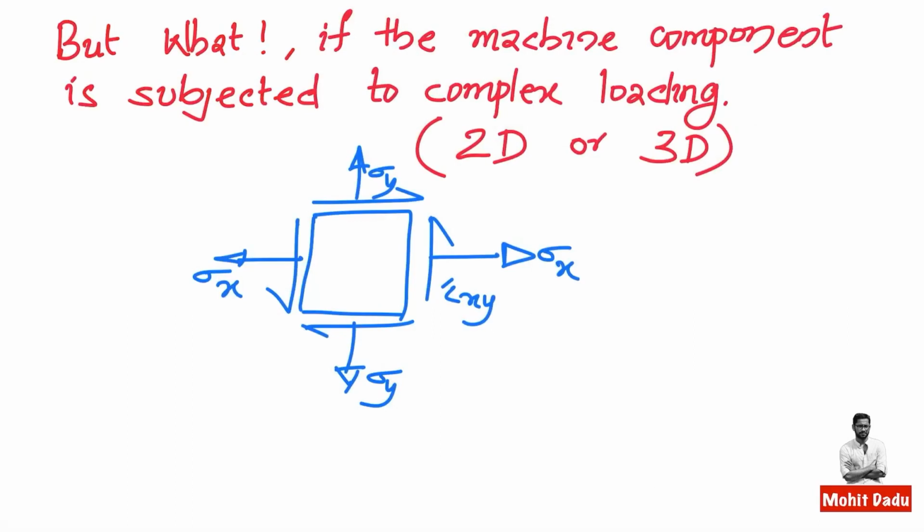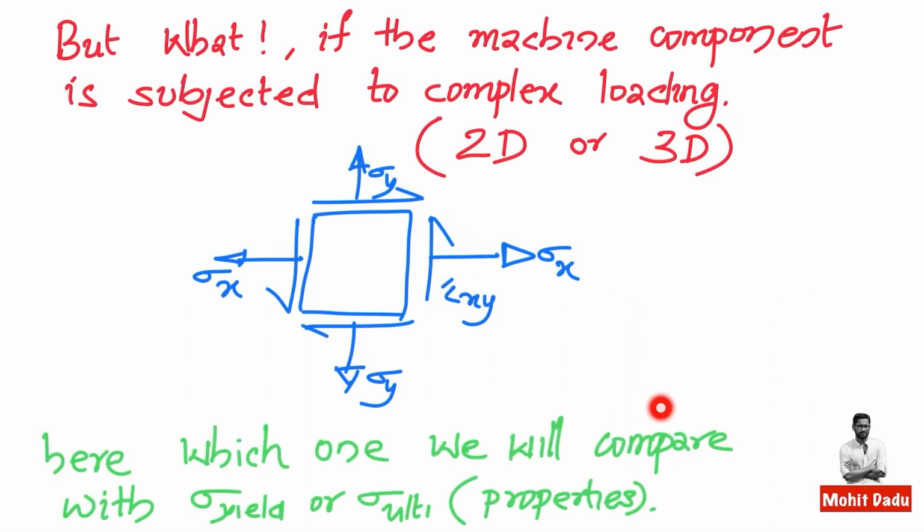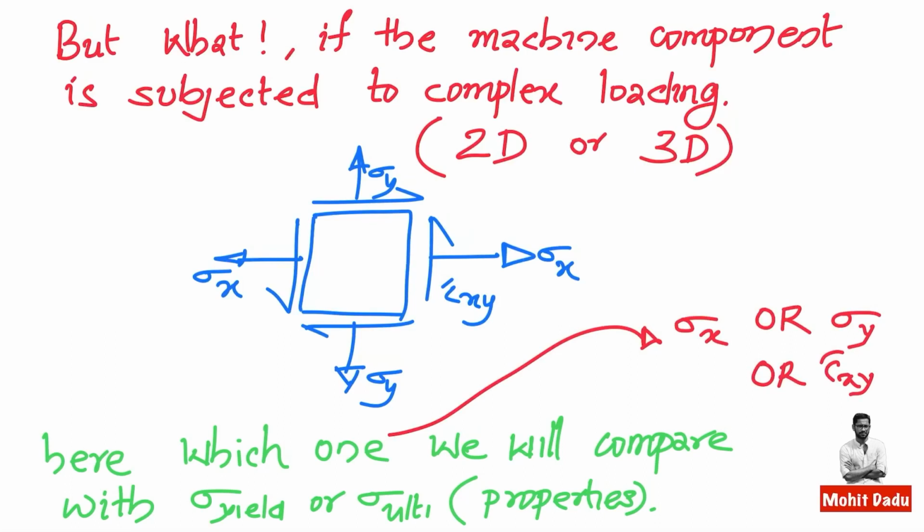But what if the machine component is subjected to a complex loading, 2D or 3-dimensional? Here a 2-dimensional loading is shown where sigma x, sigma y and tau xy loading is applied. So which one will you compare with the sigma yield if it is a ductile material, or sigma ultimate if it is a brittle material? So that is the problem. Is it sigma x or sigma y or tau xy? You cannot directly compare any of these with these properties, because this loading is not uniaxial, whereas these properties are obtained from the simple tension test where uniaxial loading conditions prevail.